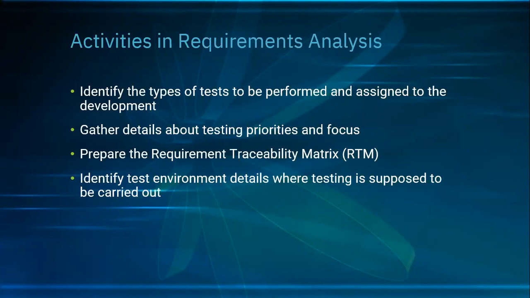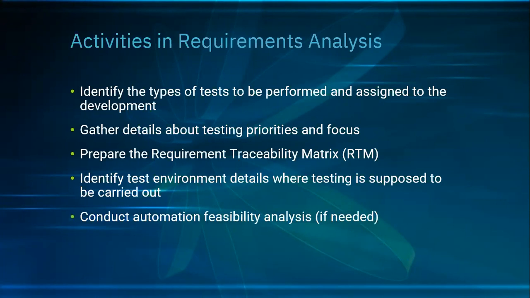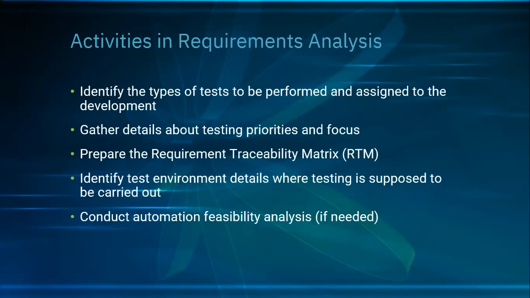Then the next thing, identify test environment details where testing is supposed to be carried out. The different environments are the ones I've mentioned now: the test environment, UAT for the users, pre-production and production. Then conduct automation feasibility analysis if needed. So those are the activities of requirement analysis and gathering.